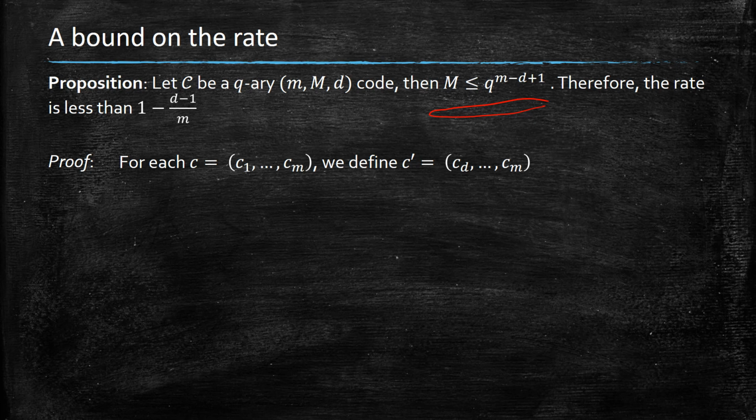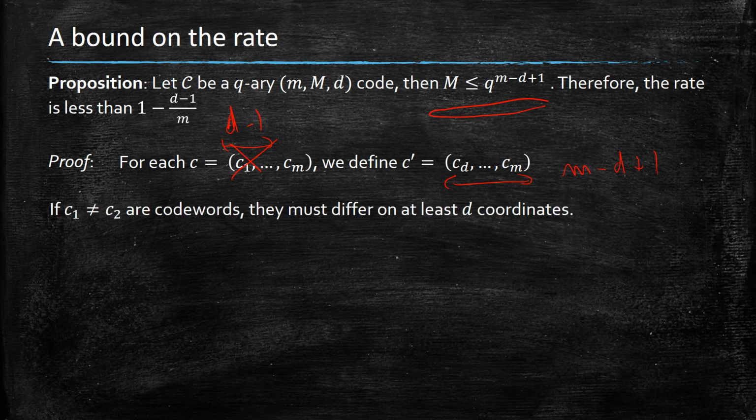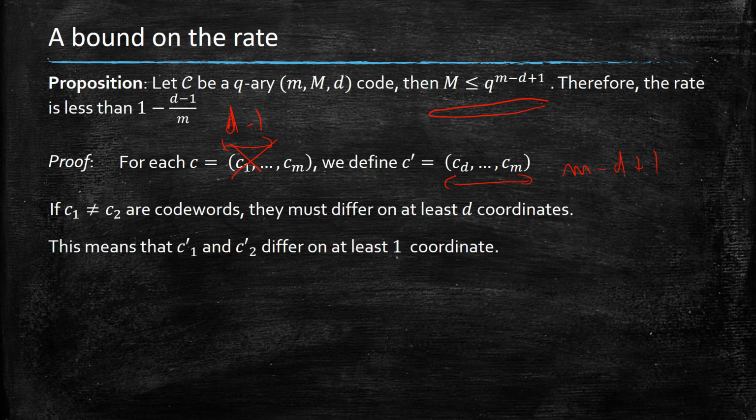For each code word, we define a tail by dropping the first d minus 1 coordinates. You take the d minus 1 coordinates at the beginning and cross them out, and that gives you a word of length m minus d plus 1. If we assume the distance to be d, then two different code words C1 and C2, by definition of distance, must differ on at least d coordinates. And if I've dropped the first d minus 1 coordinates, then their tails must differ on at least one coordinate.